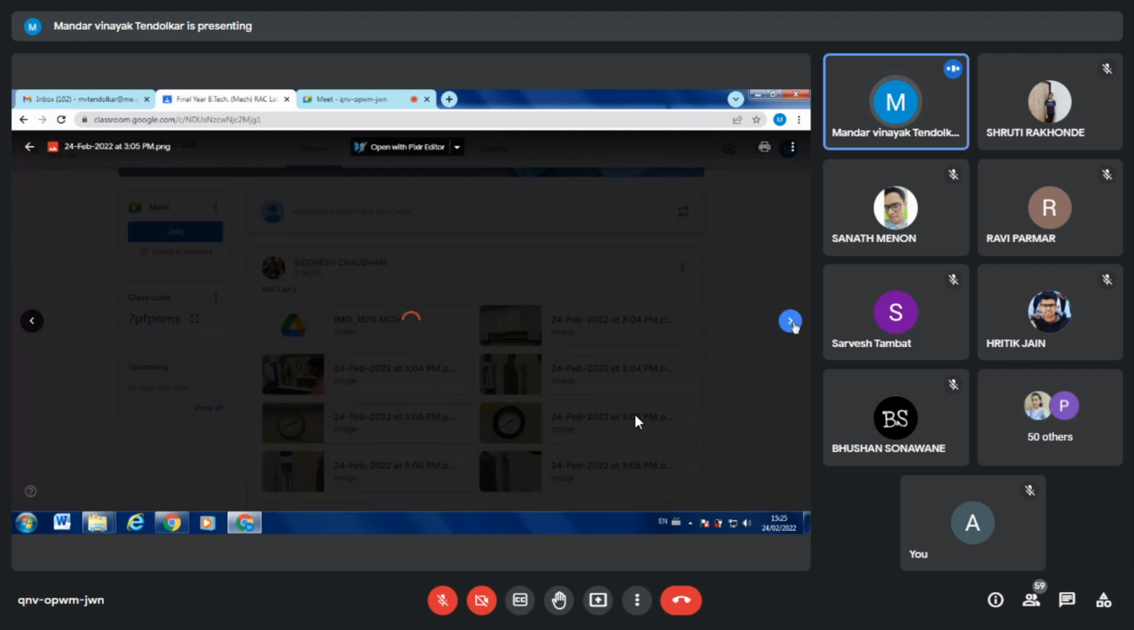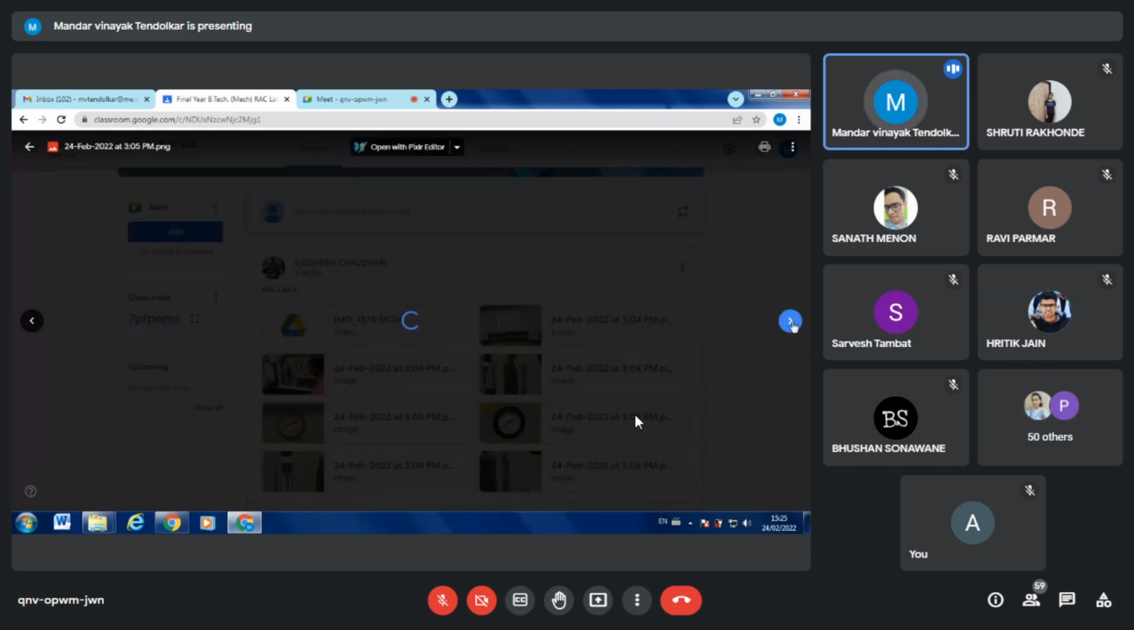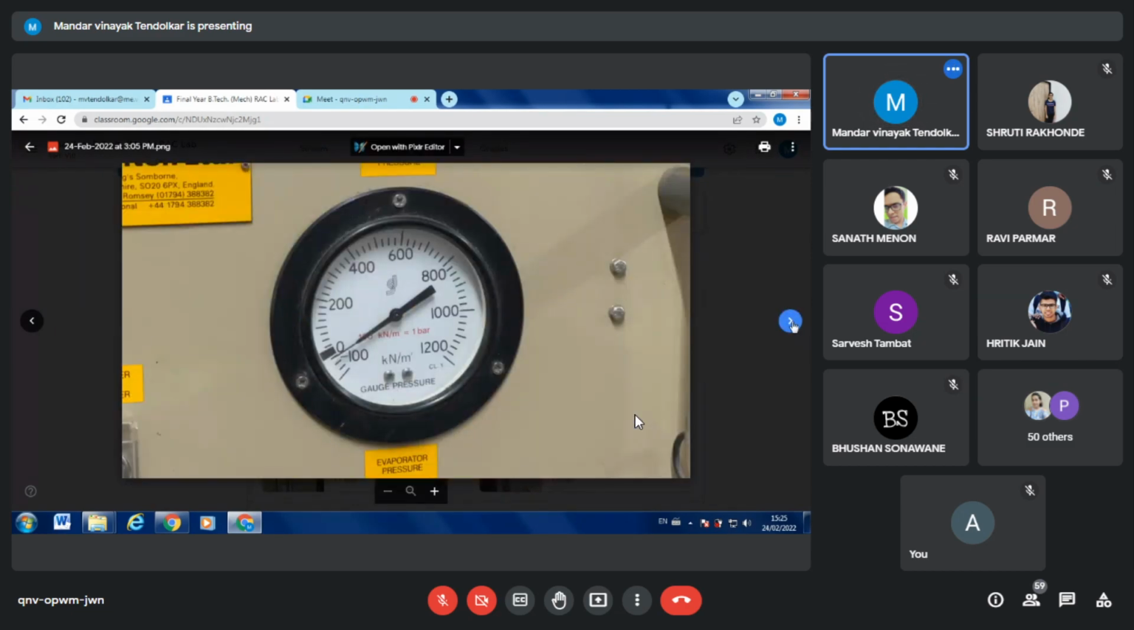And the next photo. Yeah, here you can read the condenser pressure. So you can see this is kilonewton per meter square. That means kPa, basically, correct? And that is up to 2000. This is the condenser part, and the evaporator part, yes, this is up to 1200 only. Same kilonewton per meter square. So the scales are different.